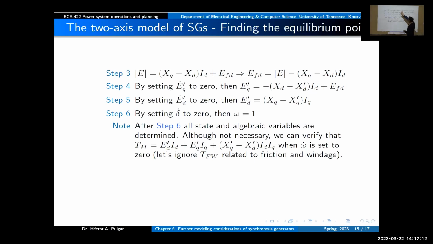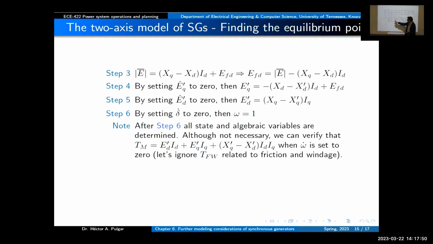And then what we're going to do with all these variables is go to each one of the differential equations. We're going to set the differential equation to 0 because we're looking for the equilibrium point. And then when we make this 0, we solve for the remaining variable. When we do that here, we obtain an expression for EQ prime, and here, for ED prime. When we do it for the derivative of delta, basically we get omega equal to 1. And until here, all the variables will be determined.